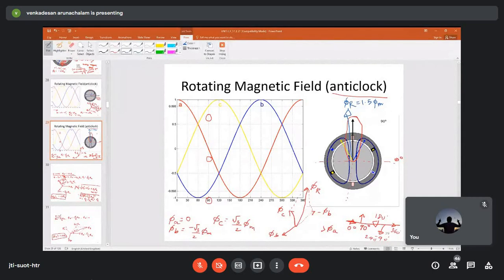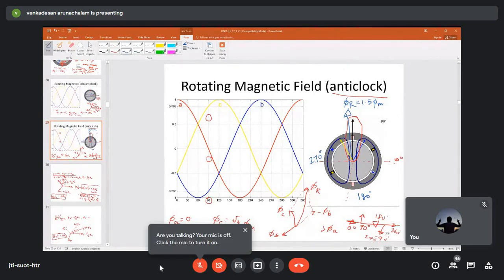This is for 90 degree. Can you do it for 270 degree? Can you tell me? 270 degree, can you tell me the magnitude? And similarly, you do it for 180 degree. Can you tell me the magnitude? Or you do for 0 degree first.